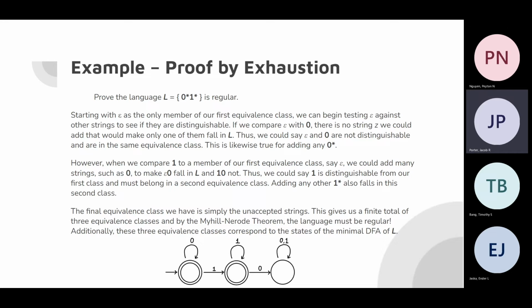And then finally, there's a third equivalence class, which is unaccepted strings. This gives us a total of 3 equivalence classes from the Myhill-Nerode theorem, which means that the language must be regular. And additionally, these 3 classes correspond to states of the minimal DFA for the language L.